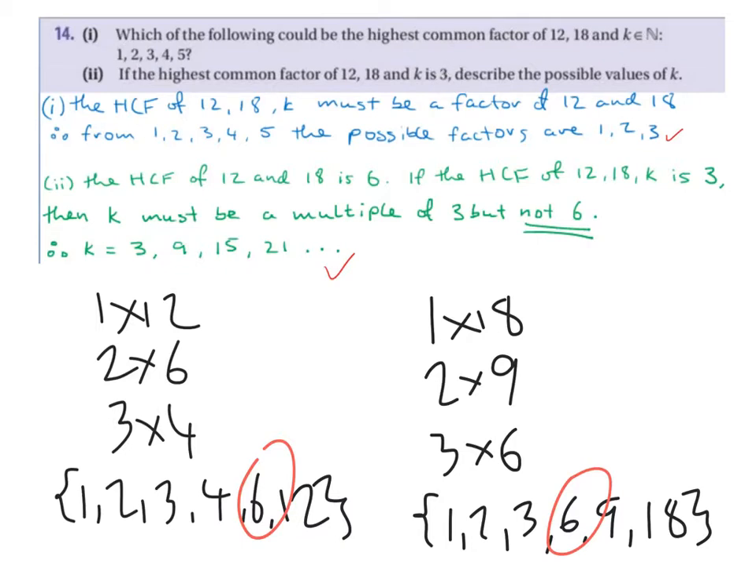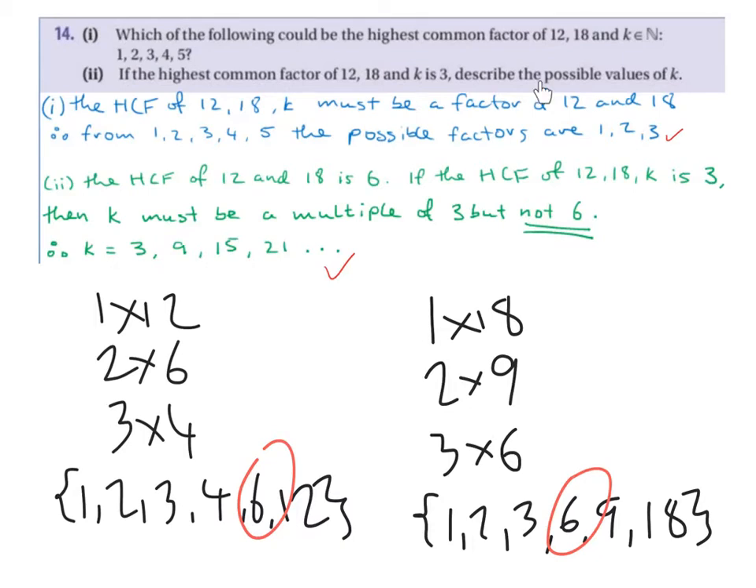It would not be 24, however, because 24 is a multiple of 6. Even though 24 is a multiple of 3, it's also a multiple of 6. So if we had 12, 18 and 24, then the HCF would be 6. It would not be 3. So you have to be careful with that. You're actually really working backwards. It's an HCF question, but you're working backwards.